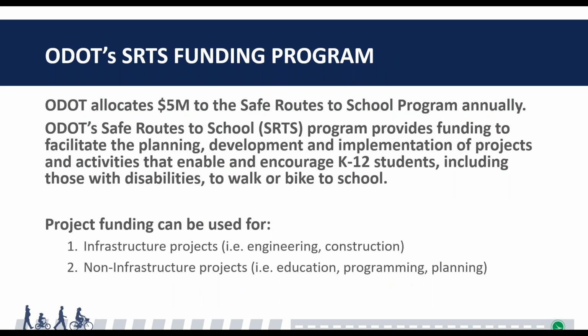At a high level, ODOT allocates $5 million annually to this Safe Routes to School program. This represents an increase from previous years. The program was previously funded at $4 million annually, so starting this fiscal year, the program will be receiving $5 million. At its core, the Safe Routes to School program provides funding to facilitate the planning, development, and implementation of projects and activities that enable and encourage K-12 students, including those with disabilities, to walk or bike to school. So everything that we do with Safe Routes to School funding relates to this goal.